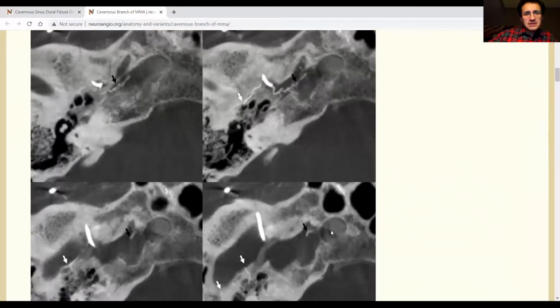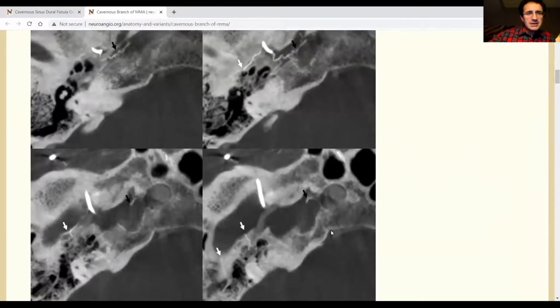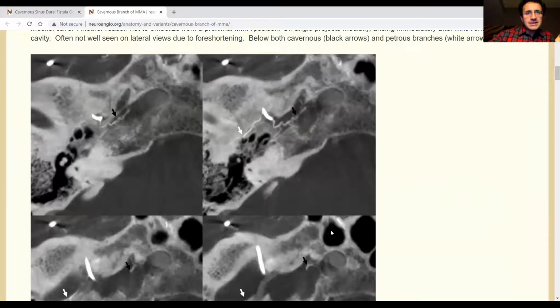So here, this is an MMA embolization case. And in a case like this, there's not a shunt. So you basically just see really nicely, right here is your cavernous branch heading towards the Meckel cave. And so obviously the clinical significance of this is if you hit that branch with a liquid embolic, you might take out some Meckel cave nerves with that.